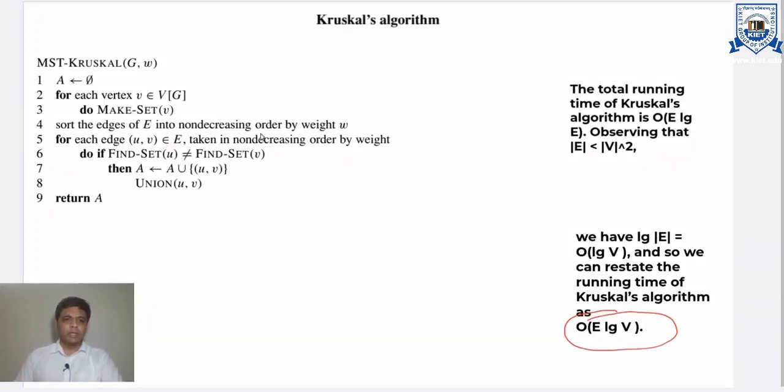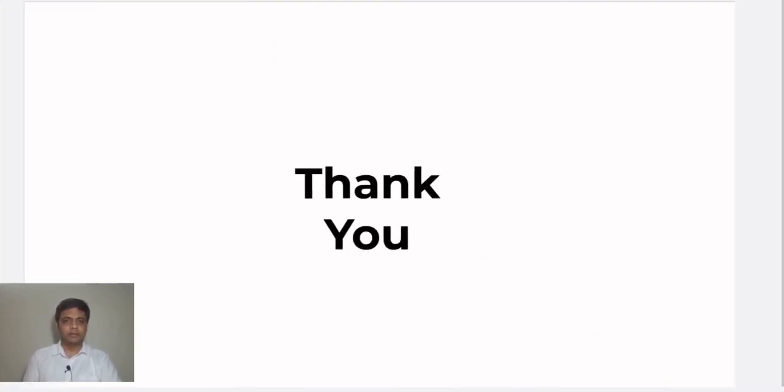So the complexity of the Kruskal algorithm would finally be E log V. Initially it is calculated as E log E, but there is a relationship: for the majority of cases, V squared is much greater than E, so we simply replace E with V. So order of E log V would be the final complexity of this procedure. So that is all about the Kruskal algorithm. Thank you.